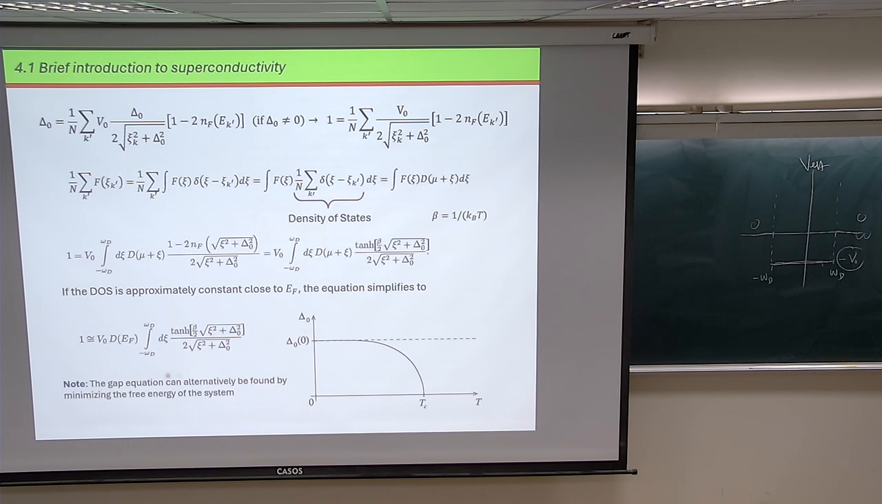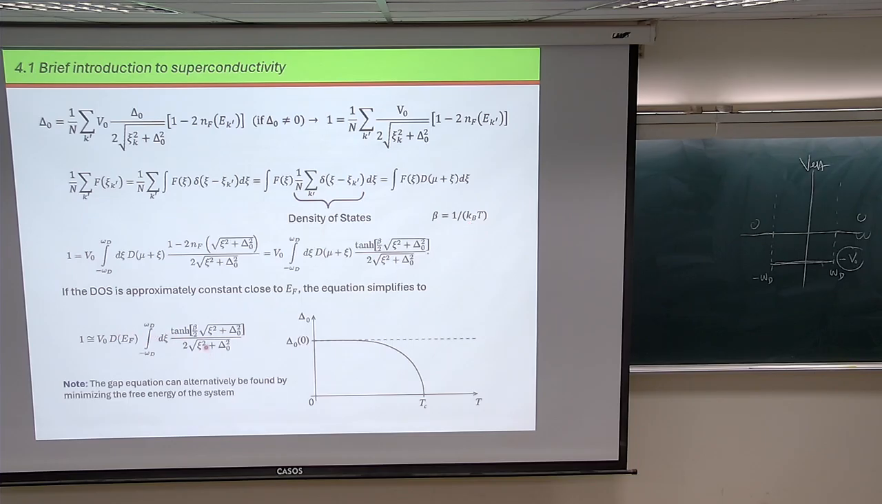You can solve this equation numerically, and this is what you will get, the dependence of delta on the temperature. You can see at zero temperature you have the maximum, and then as you increase the temperature, it goes to 0, and when you reach the critical temperature, you have a phase transition, superconductivity is gone. So this allows you to get the values of this superconducting gap as a function of temperature. Here beta is 1 over k_B T.